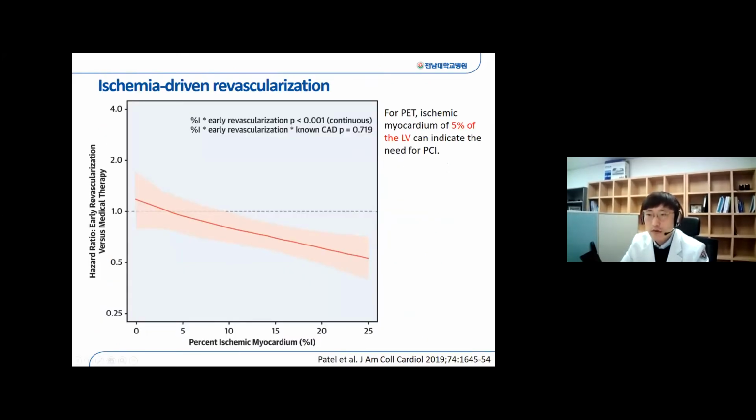Interestingly, the cutoff for recommending revascularization is only 5% for PET, because PET has superior image quality, sensitivity, and specificity for diagnosing functionally significant stenosis. So if you read the PET images, myocardial perfusion PET images, you can be more sensitive to detect myocardial ischemia linked to a specific coronary stenosis.